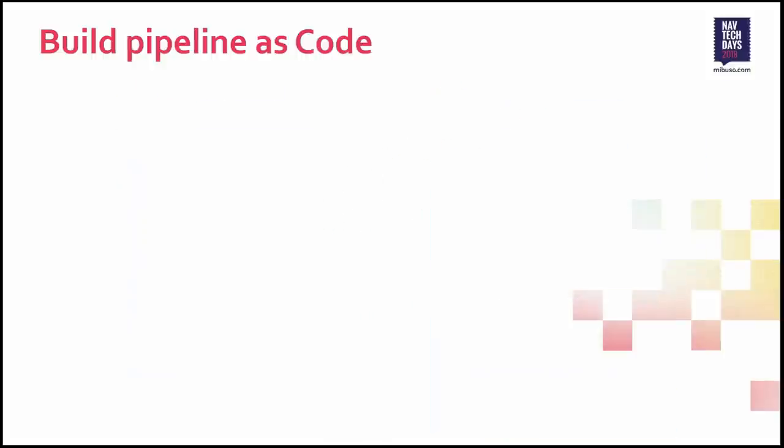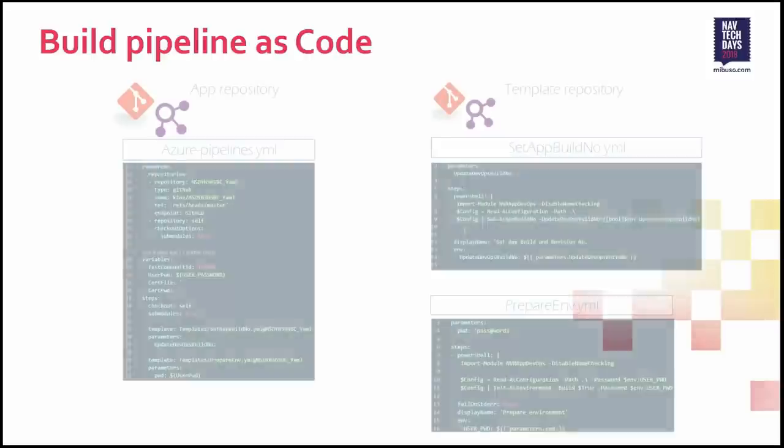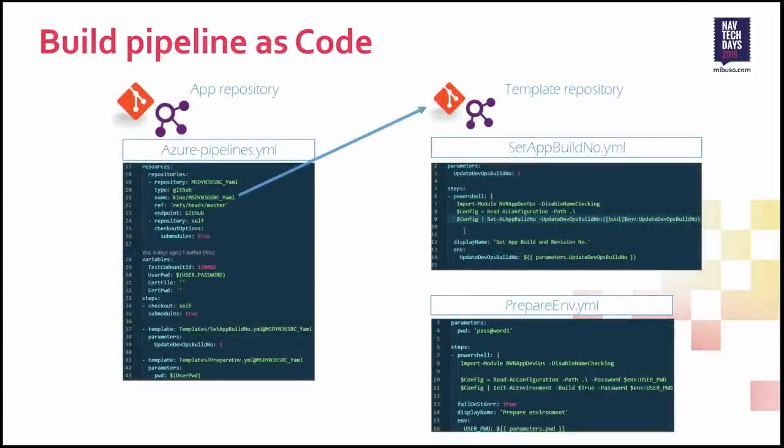Yeah. Sorry, that was the back button. The connection is in the YAML file. At the beginning of the YAML file, I have some resources defined, and I'm telling which repository is the template repository for me, and which version I want to use.